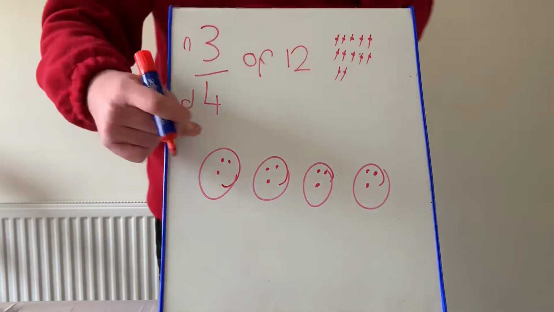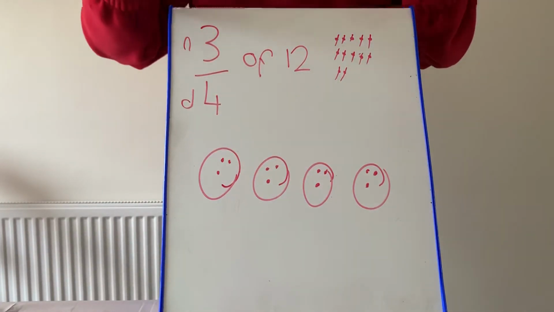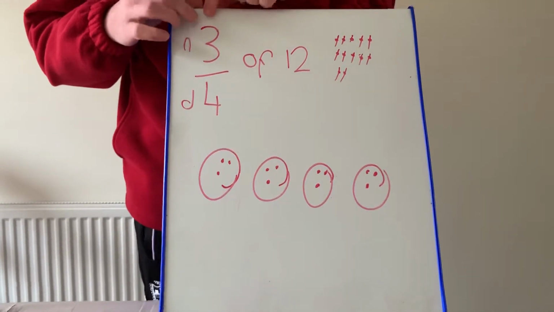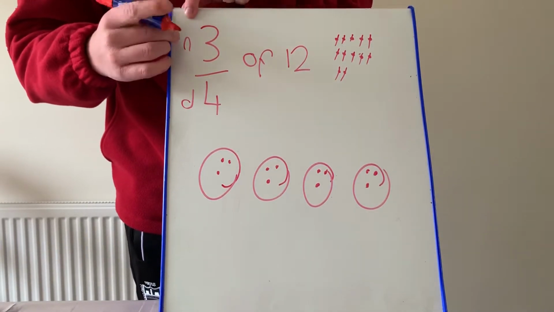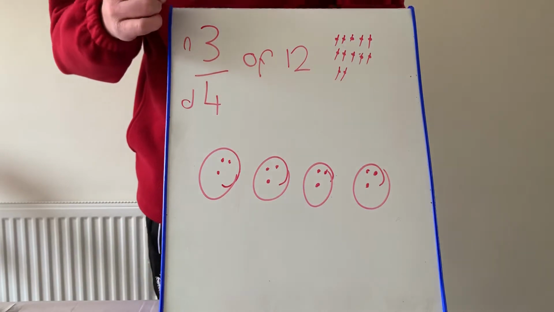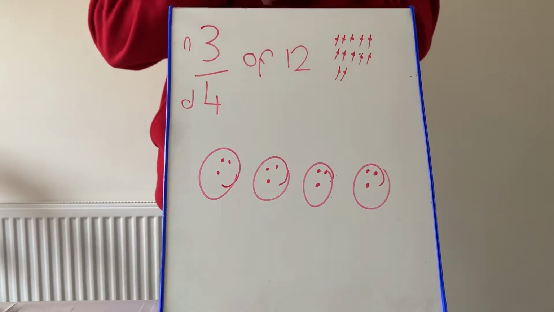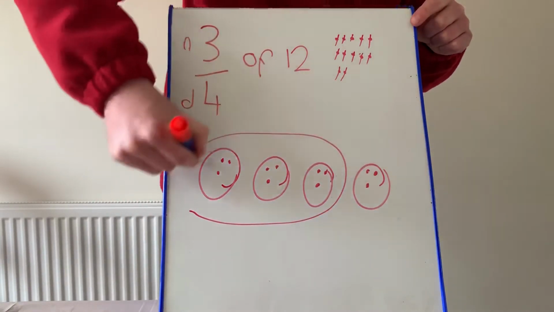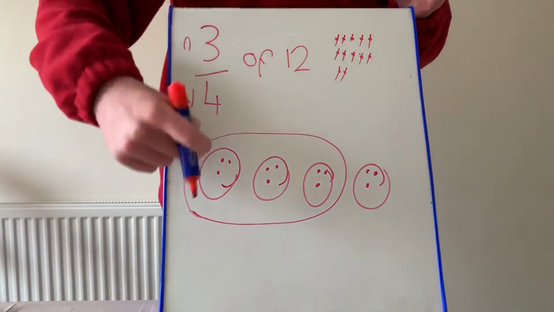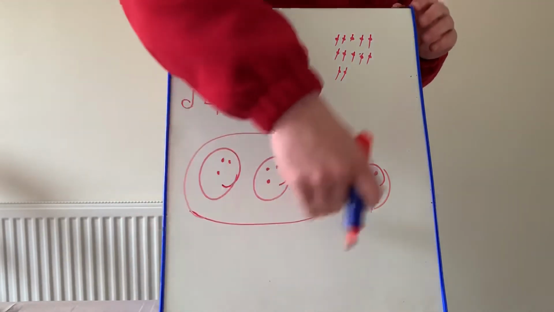Right, so I've got 3 on each plate, but I am not done yet because my numerator was 3. And remember, that tells me the number of how many plates I am counting. So how many plates do you think I would circle now? 3 plates.